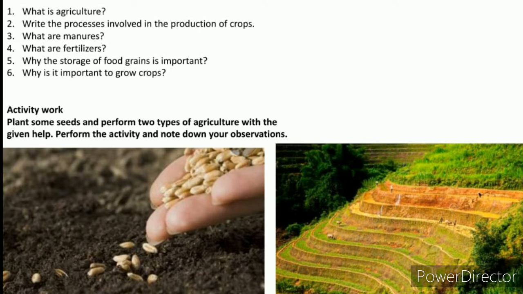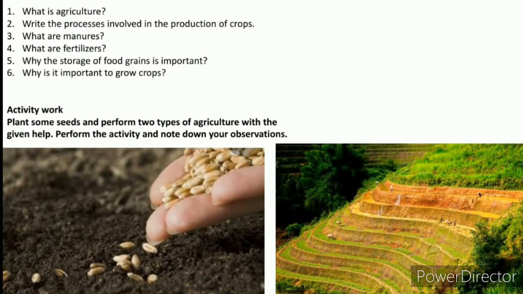What are manures? Manures are the fertilizers. They are similar to fertilizers, but manures are composed of animals' dung, such as cows and buffaloes, and many others. What are fertilizers? Fertilizers are chemical substances such as NPK, nitrogen, phosphorus, and potassium.